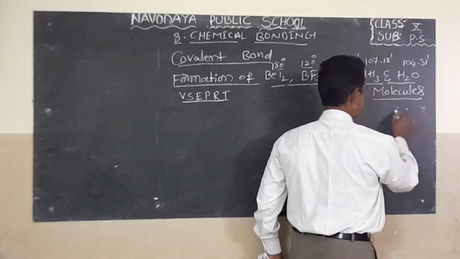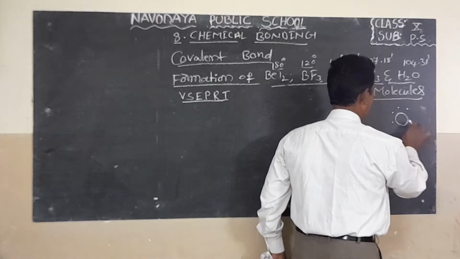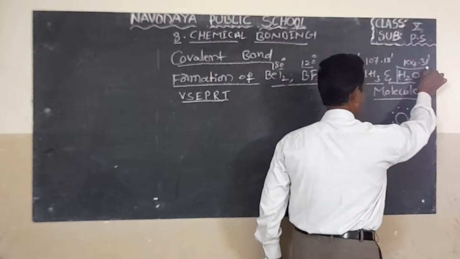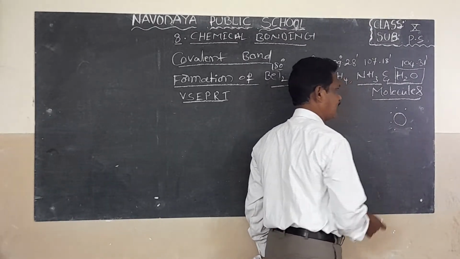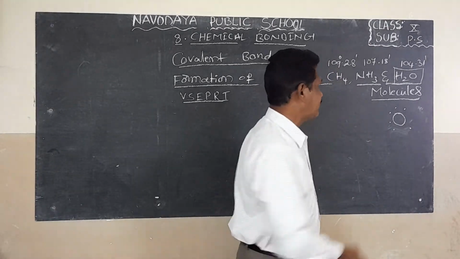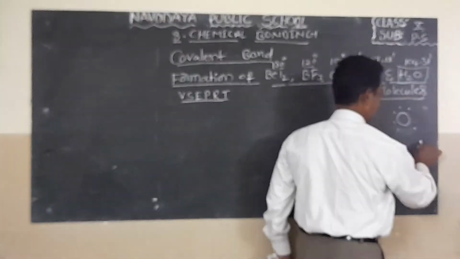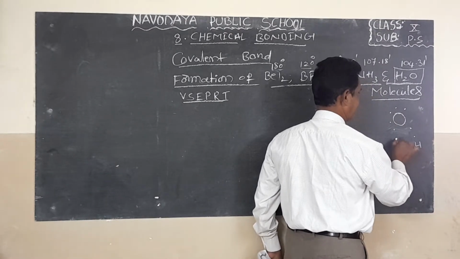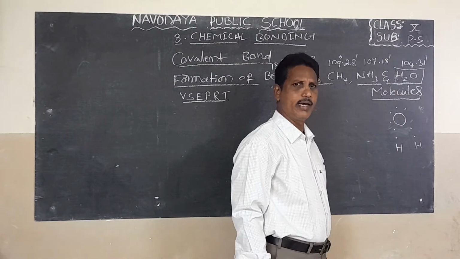Now we see the formation of the H2O molecule. Oxygen has 6 valence electrons in its valence shell. Each hydrogen atom has 1 valence electron in its valence shell, and each hydrogen atom contributes 1 electron.